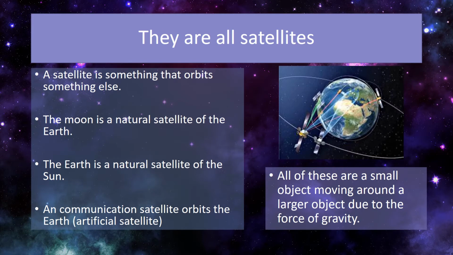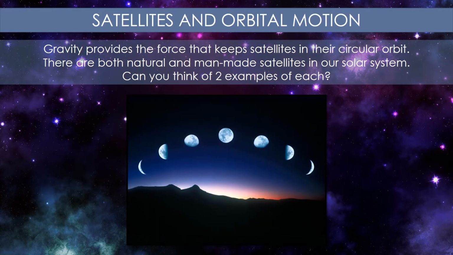So the moon is a natural satellite, and the Earth is a natural satellite of the sun, and the communication satellites orbit the Earth, and so they're artificial satellites. They're small objects moving around a larger object due to gravity. I'd jot that down. Gravity provides the force that keeps the satellites in their circular orbit. They're both natural and man-made satellites.